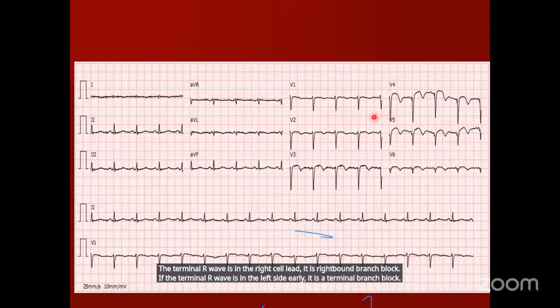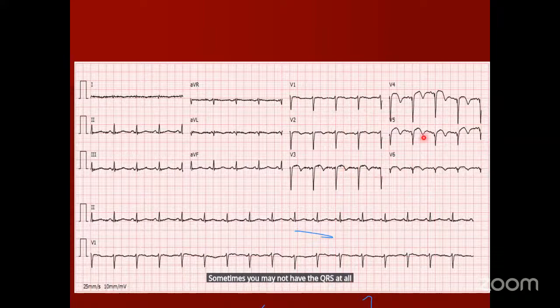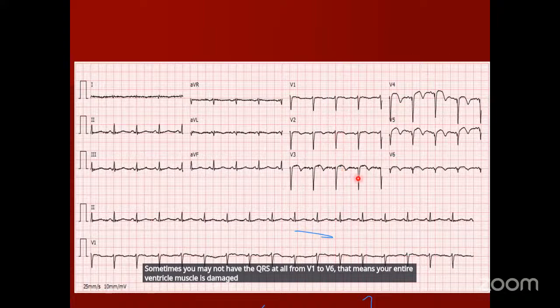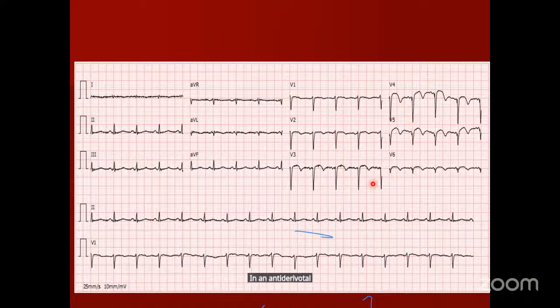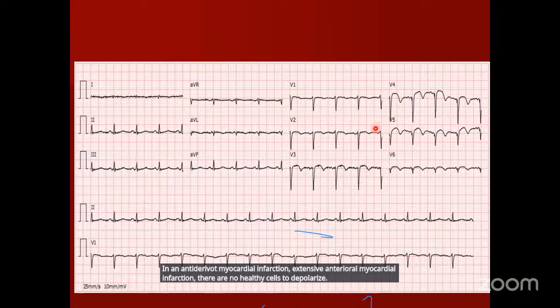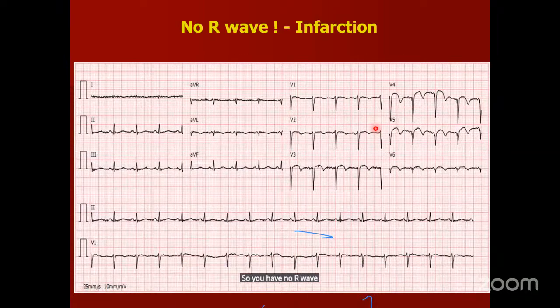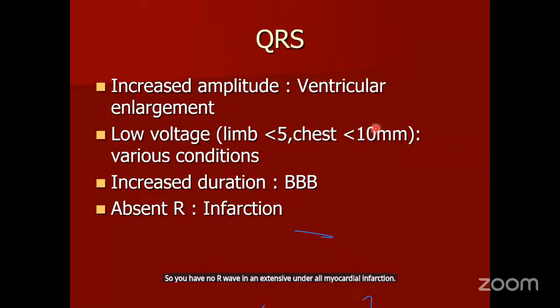Sometimes you may not have the QRS at all from V1 to V6. That means your entire ventricular muscle is damaged and scarred in an extensive anterior wall myocardial infarction. There are no healthy cells to depolarize. So you have no R wave in an extensive anterior wall myocardial infarction. So increased amplitude will tell you ventricular enlargement.